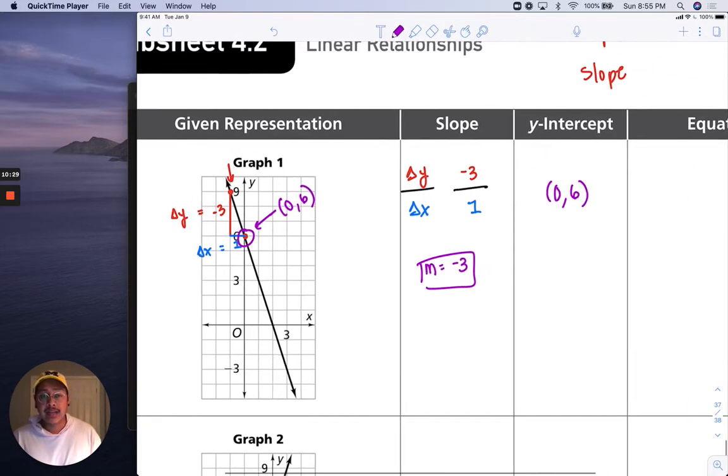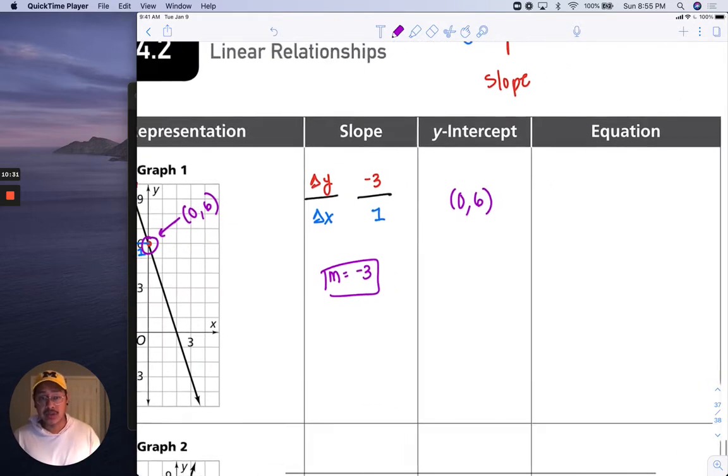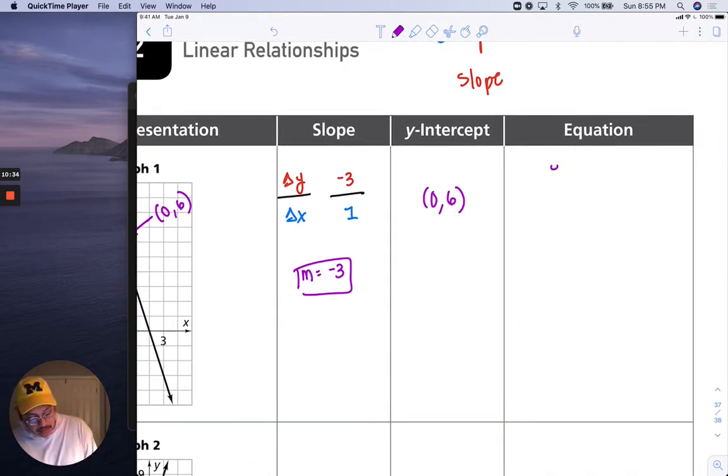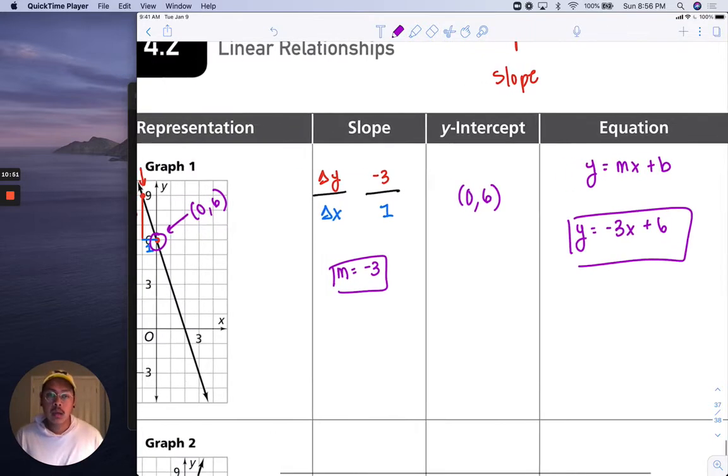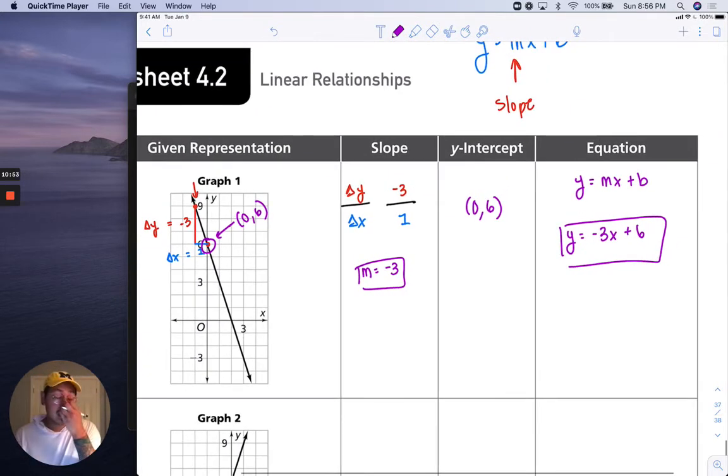Okay, so now that I have the 2 points that are necessary to write the equation, I can go ahead and plug these into y equals mx plus b. So I plug in -3 for m, and then I plug in 6 for b. So my equation is y equals -3x plus 6. You can definitely check your work using Desmos. Type this equation into the graphing calculator. It should look very similar to the graph we have here on this lab sheet.